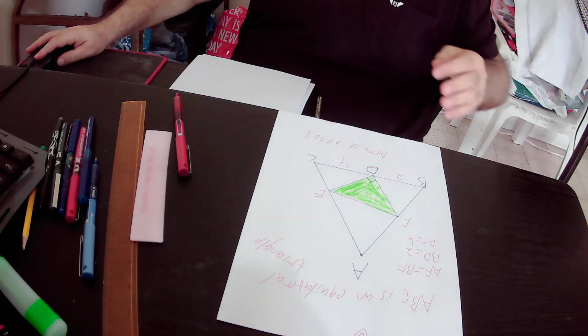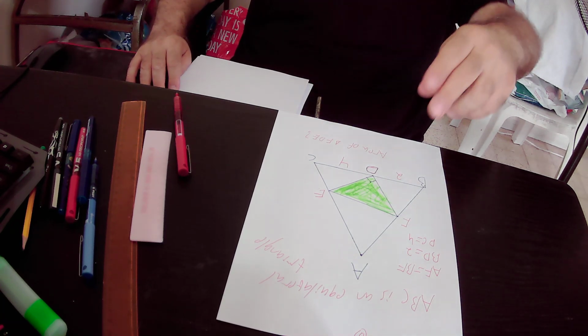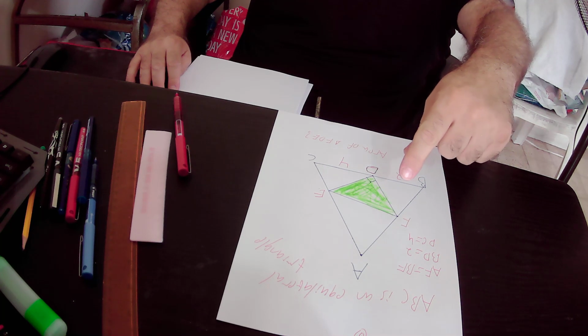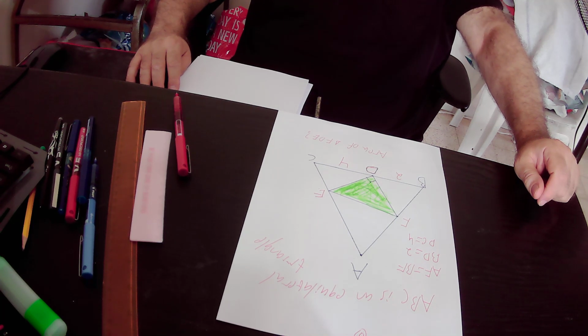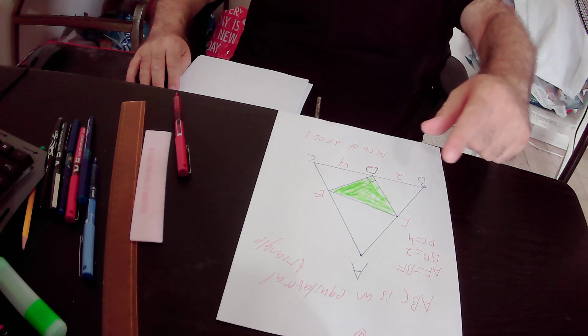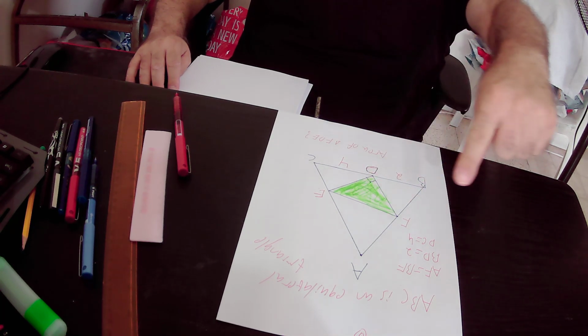Hello, in this lecture we will find the area of the green triangle. In the drawing we have triangle ABC that is an equilateral triangle. That is to say, all the sides of this triangle are equal to each other.